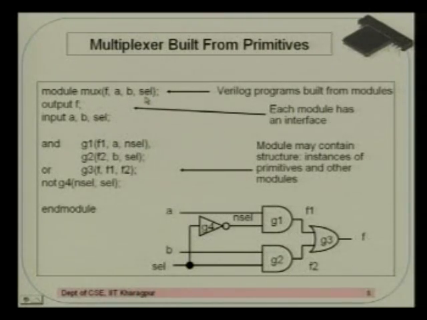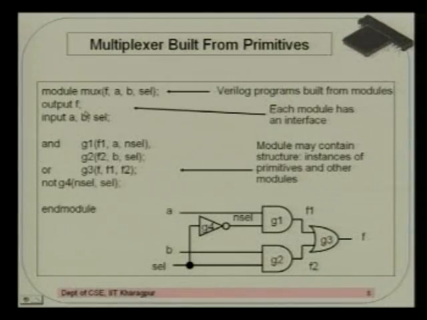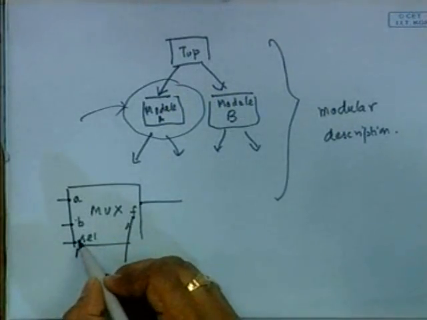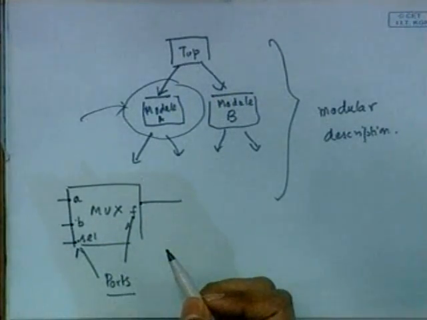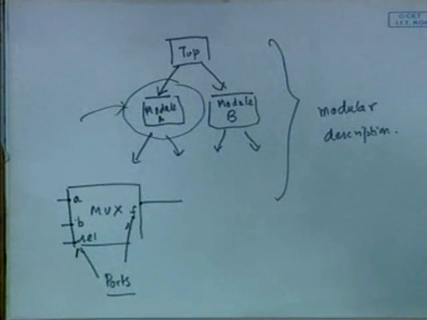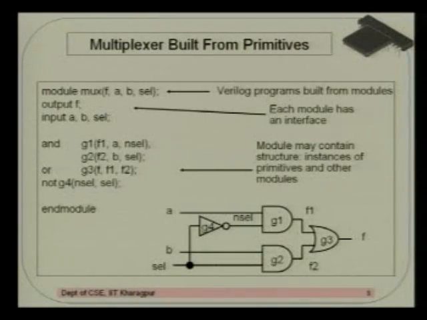Now some of your ports will be output ports and some will be input ports, so you have to declare them as inputs and outputs. You write output F because F is your output port, and A, B, and select are input ports. So in the code you have declared them as inputs: input A, B, and select. Inside the scope of your module and end module, the remaining part is the description of your circuit.